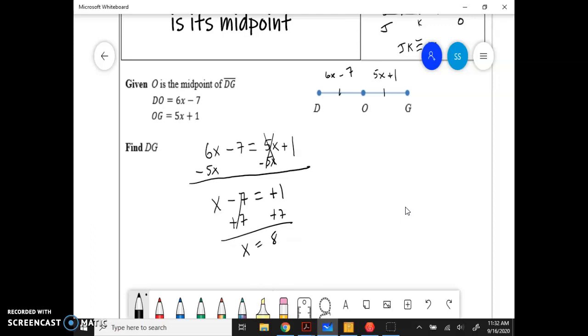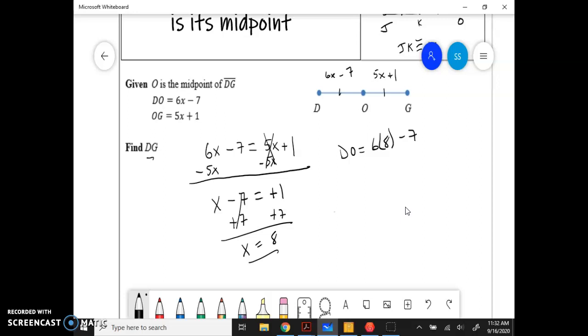All right. Now, a lot of students will circle this and then move on, but we are not trying to find x. We are trying to find DG. So we're trying to find this whole length here. Okay, so what we're going to need to do is substitute x back into one of our expressions. So if we do, I'm going to pick the first one. DO was equal to 6 times x, but now we know x is 8, minus 7.